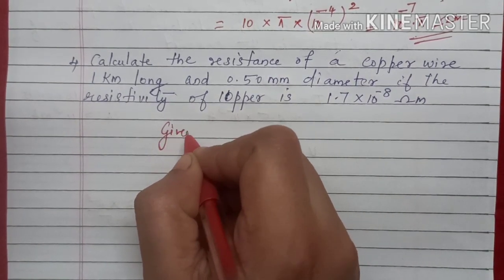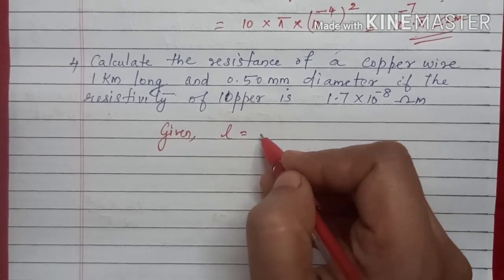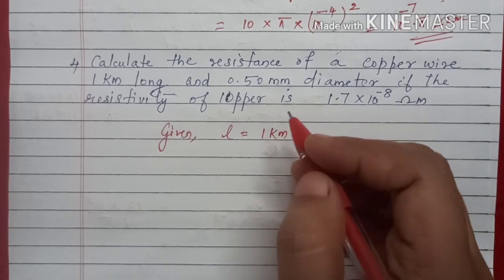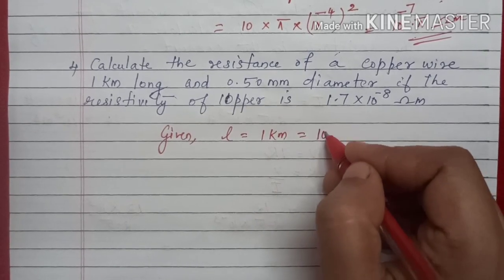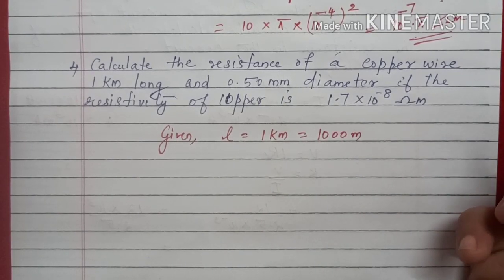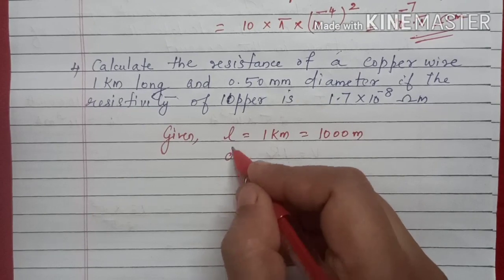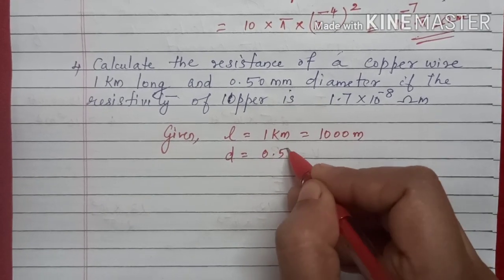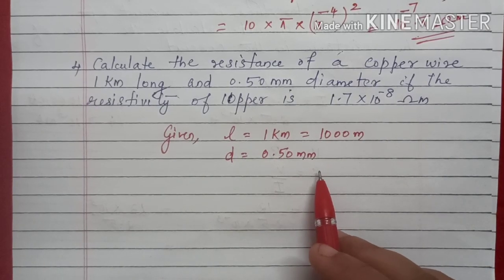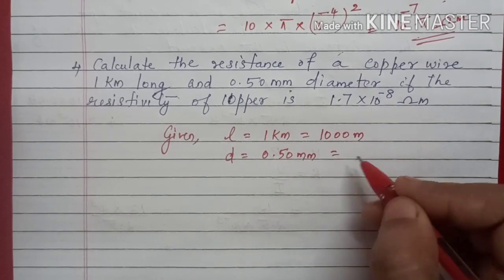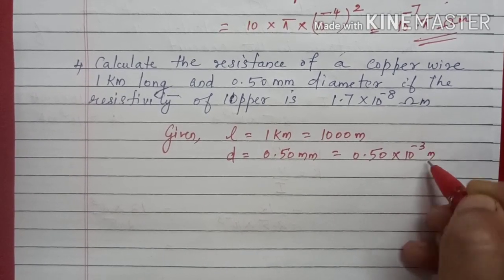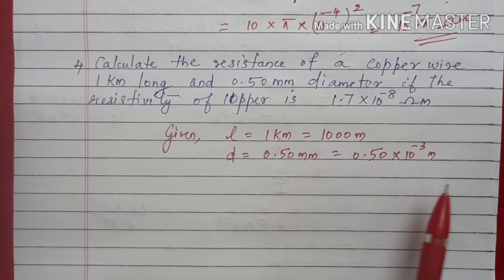What all things are given? Given length is 1 kilometer. 1 kilometer should be converted to meters. How many meters? That is 1000 meters. 1 kilometer is equal to 1000 meters. Now the diameter is given here. Diameter is 0.50 millimeter. Isn't it? 0.50 millimeter is converted to meters. How? 0.50 into 10 power minus 3 meters. So this is the conversion from millimeter to meter.